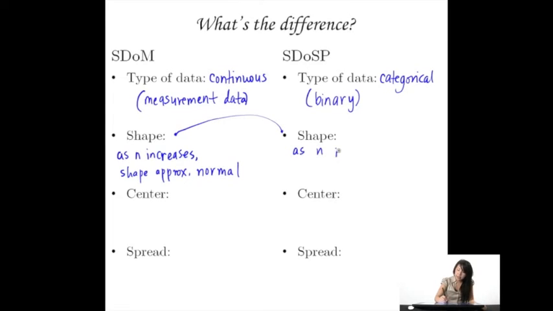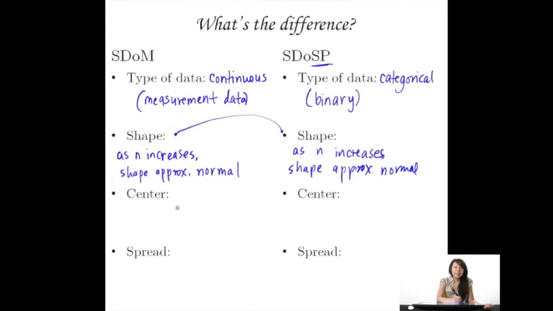As n increases, the shape approximates normal. Because as we draw samples of size n, as n gets bigger, even for the SDOSP, we're actually seeing normal-like distributions.